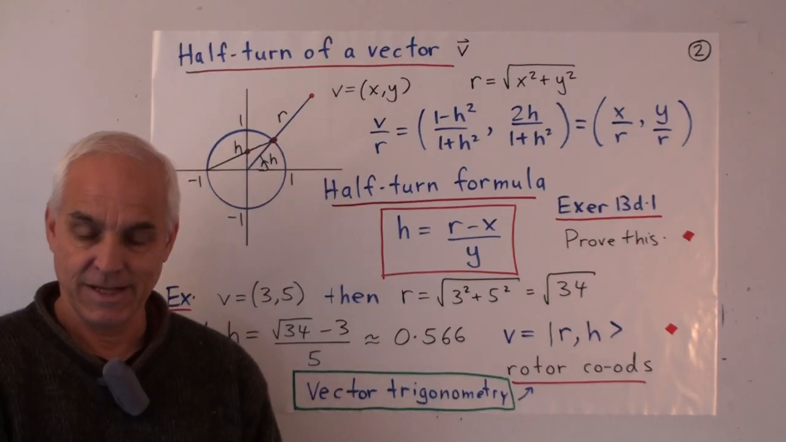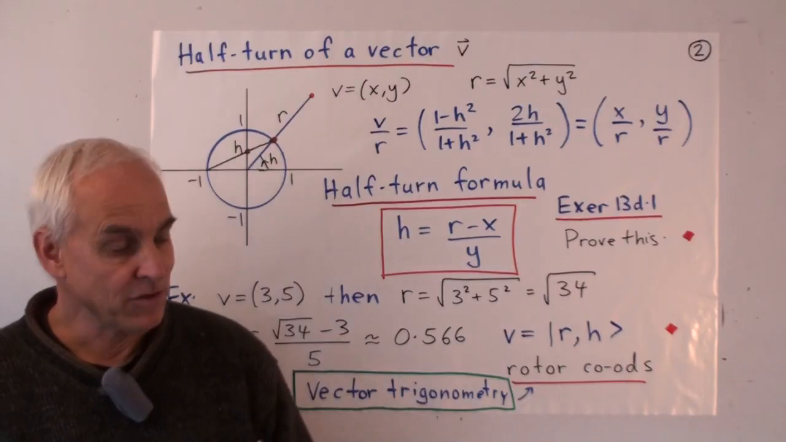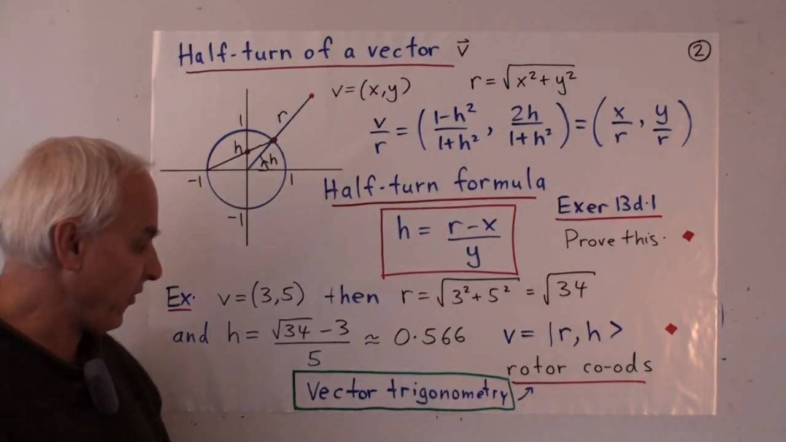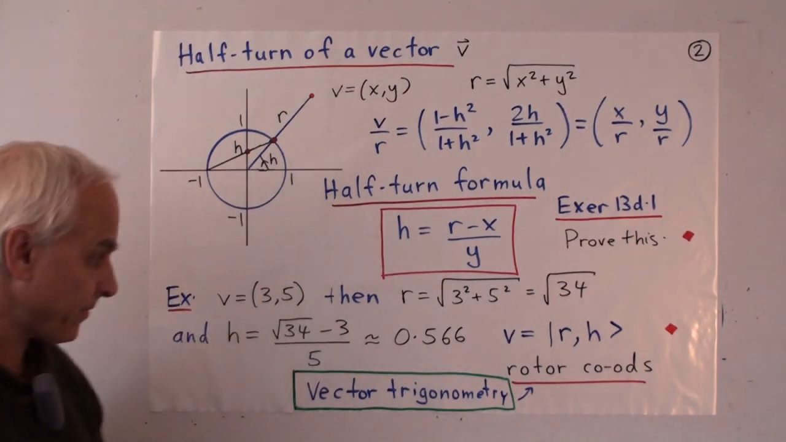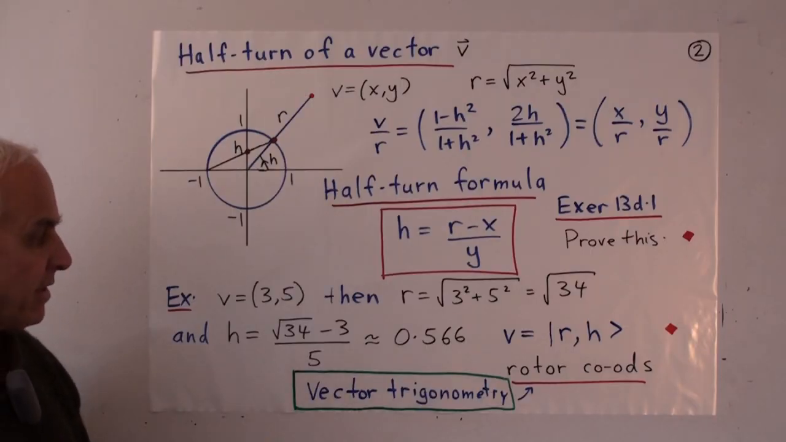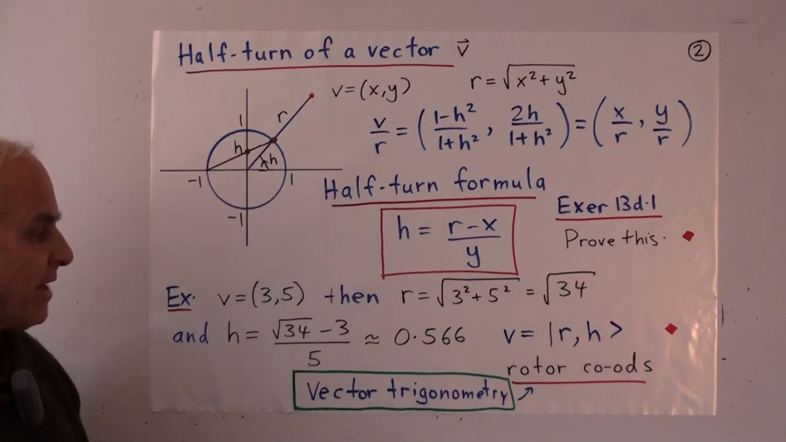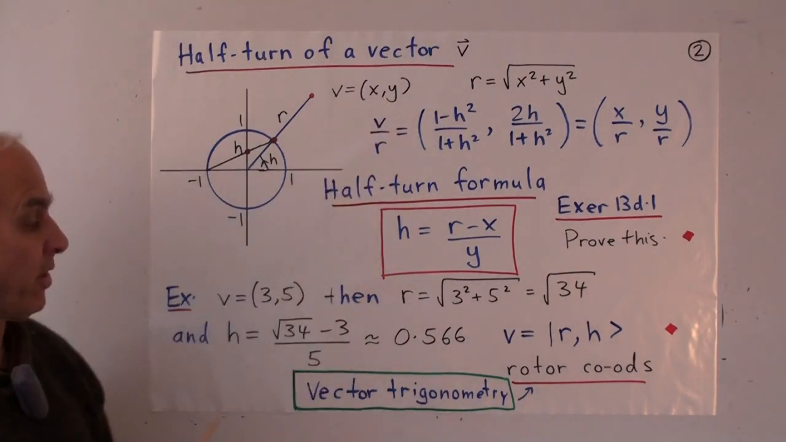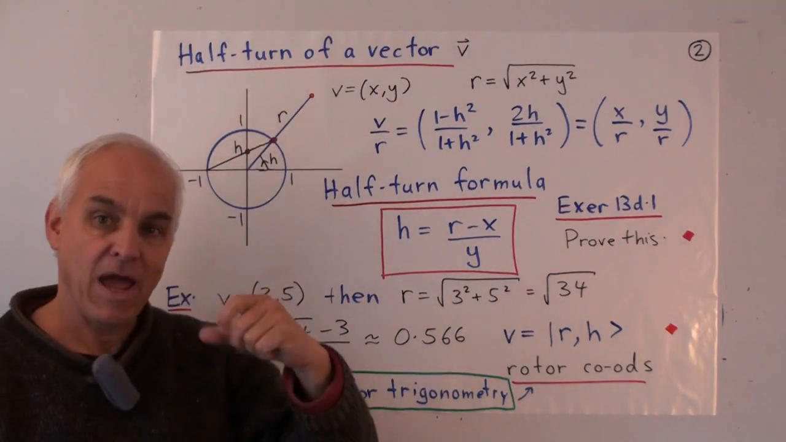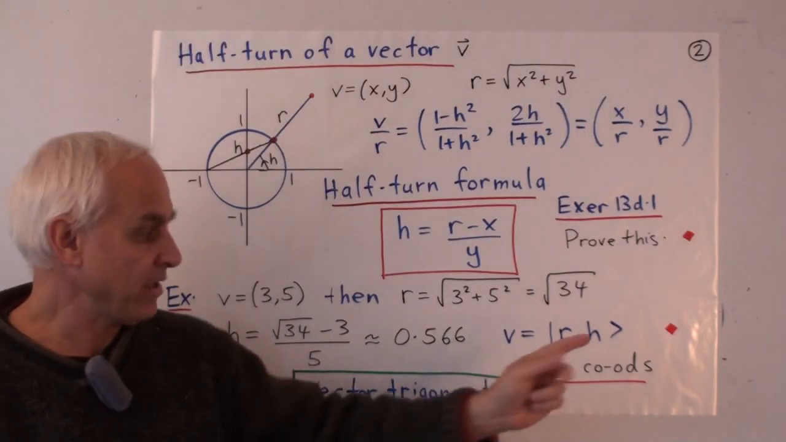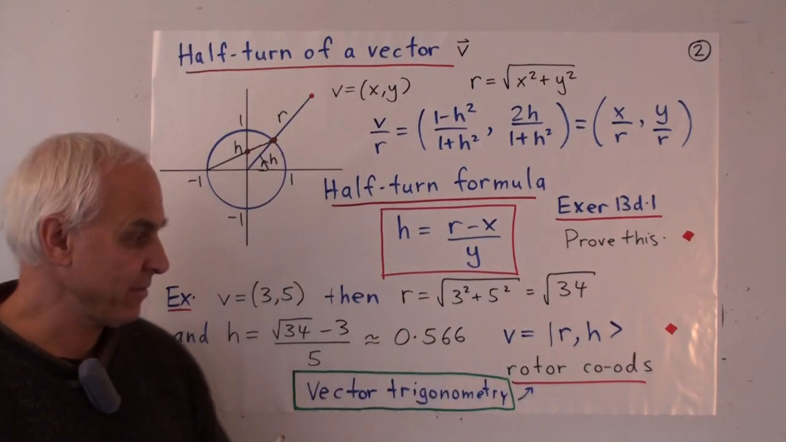And so then we can refer to the pair r and h as the rotor coordinates for the vector. This is an alternative to polar coordinates, and it's a very powerful alternative to polar coordinates, which I'm going to describe somewhere else. This is a subject that I call vector trigonometry, and it has many interesting applications. So all we really want for today is to know that if you have a vector, then you can describe it in this alternate way. Instead of Cartesian coordinates, we can describe it in terms of its length r and this half-turn number h. And to calculate h from x and y and r, we just use this half-turn formula.